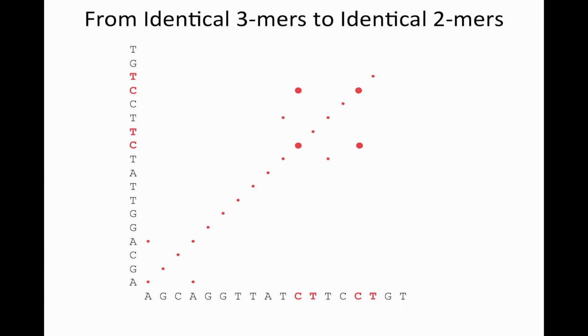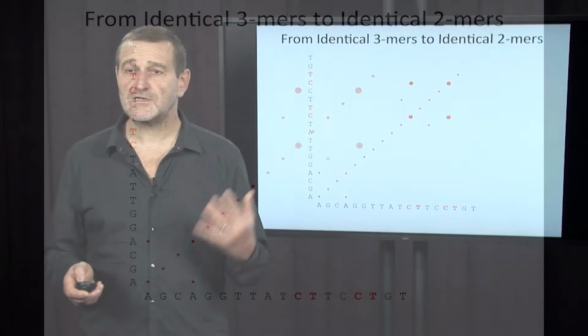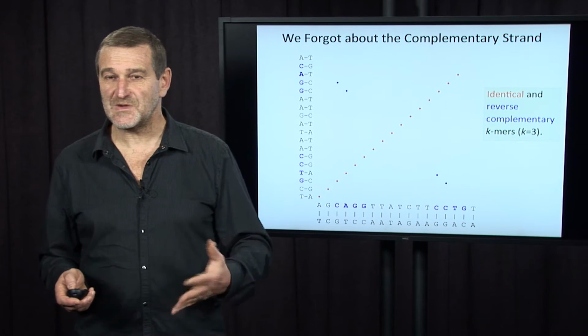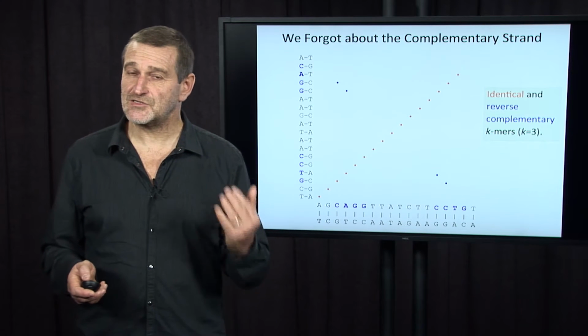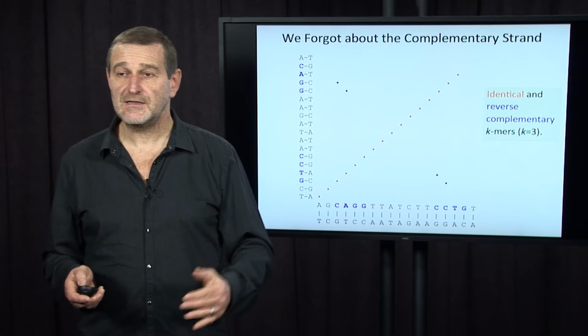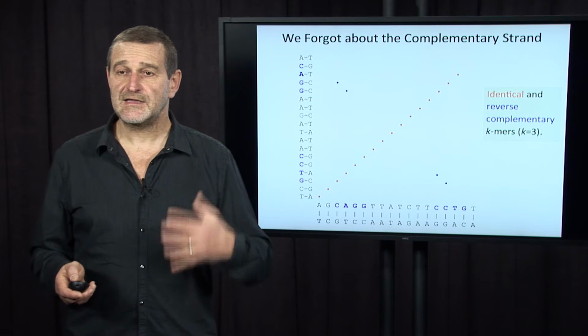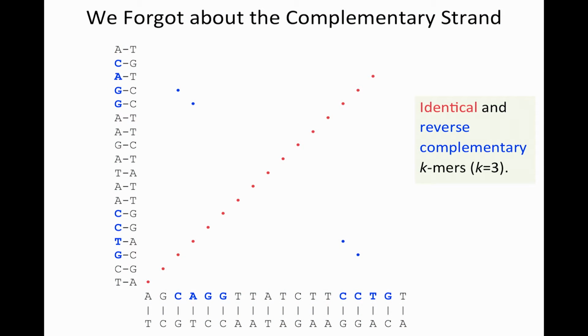And you can see that in this case the number of dots increased as compared to k equals 3. For example, these 4 dots correspond to repeated occurrences of the 2-mer CT in the genome. So far, we talked about genome consisting of one strand, but in reality, of course, genome consists of 2 strands, and therefore we should take care of both identical and reverse complementary k-mers while representing genomic dot plots, as shown here. In this case, red points correspond to identical k-mers, and blue points correspond to reverse complementary k-mers.